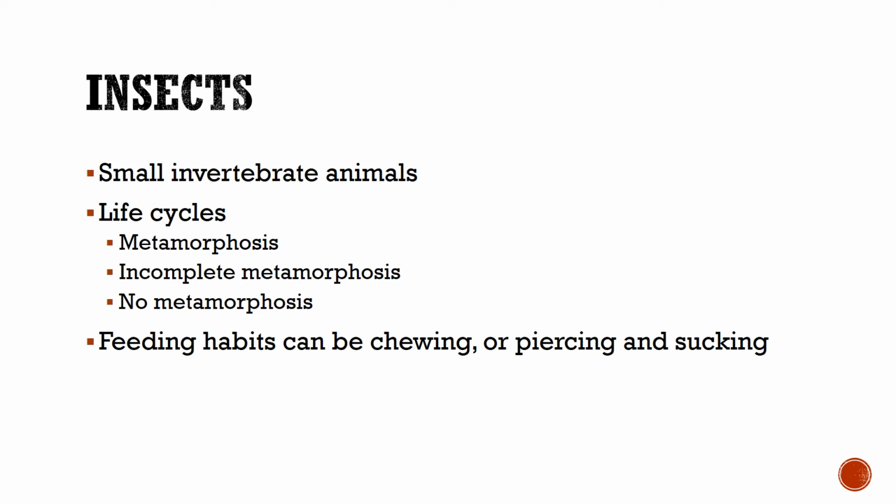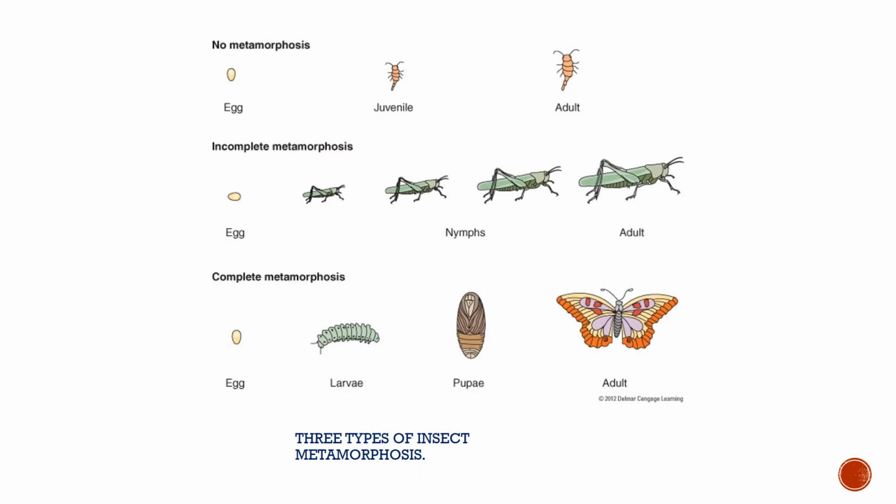We identify them by the life cycle and their feeding habits. So we talked about the three life cycles: no metamorphosis, incomplete metamorphosis, and then complete metamorphosis. So you can see no metamorphosis is the most usual, so the most original, I guess, as you would say, goes from an egg to a juvenile to an adult, okay? But in incomplete metamorphosis, you have nymphs. So you have an egg, then you have 3 different stages of a nymph stage, then you have an adult.